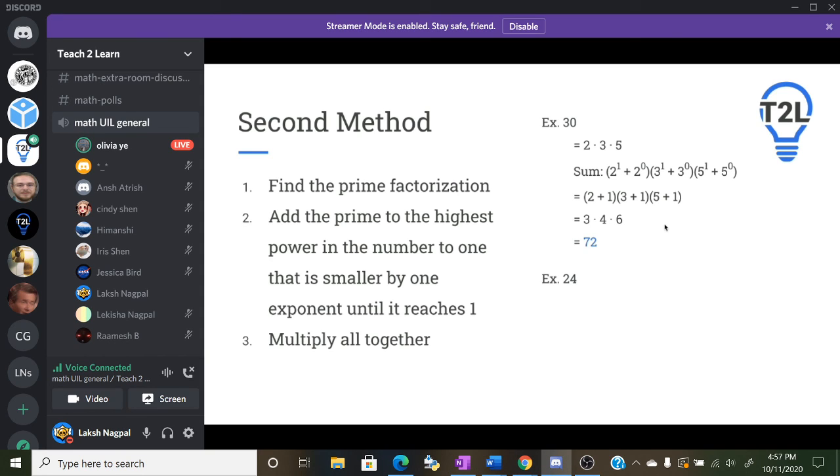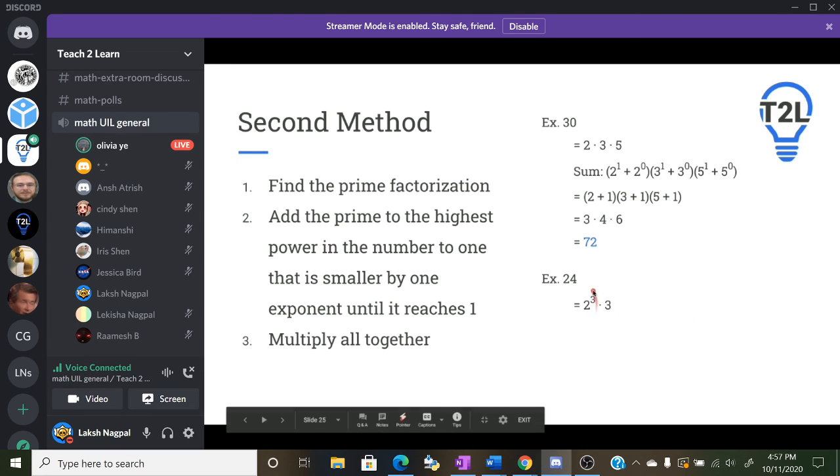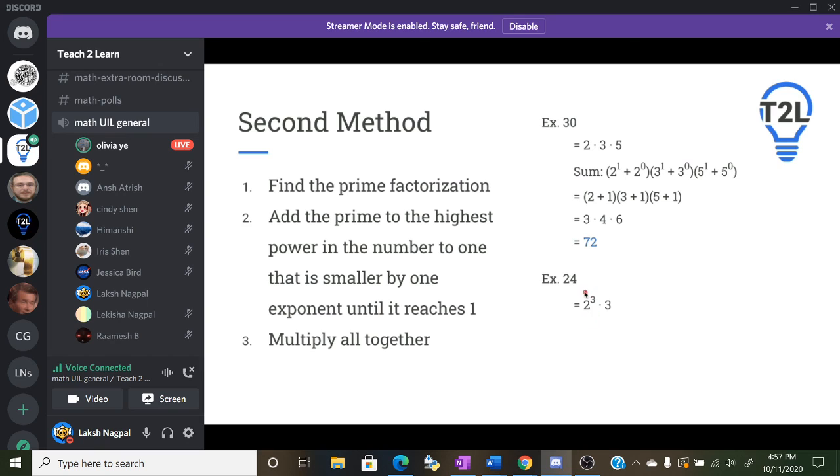Okay, I see two very different answers. So let's just figure out which one's right or closer, if none are. So 24 can be represented as 2 cubed times 3, because this is 8 times 3. So then if we look at 2 cubed, all the powers that come before 2 cubed are 2 squared, 2 to the 1, and 2 to the 0.